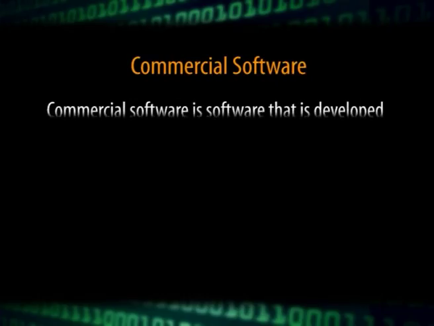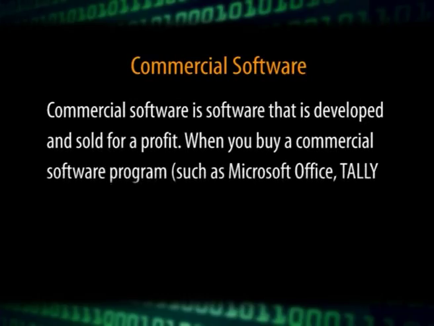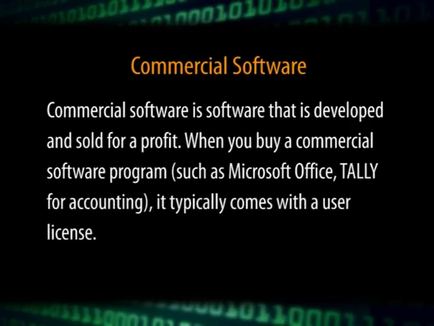The commercial software is a software that is developed and sold for a profit. When you buy a commercial software program such as Microsoft Office, Tally for accounting, it typically comes with a user license. If the license is single user, it means that the user cannot install the software on more than one machine or cannot make multiple copies of the CD for distribution to others or installing on the other machines.